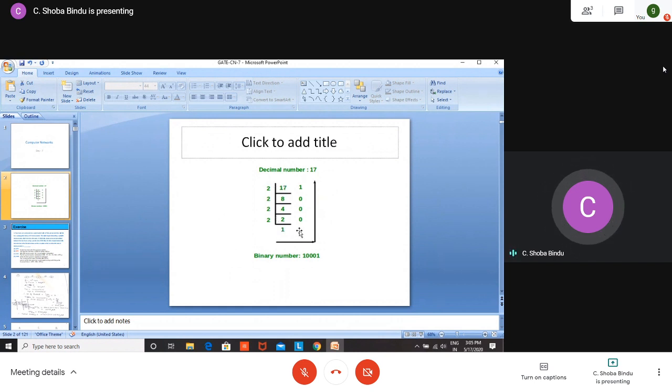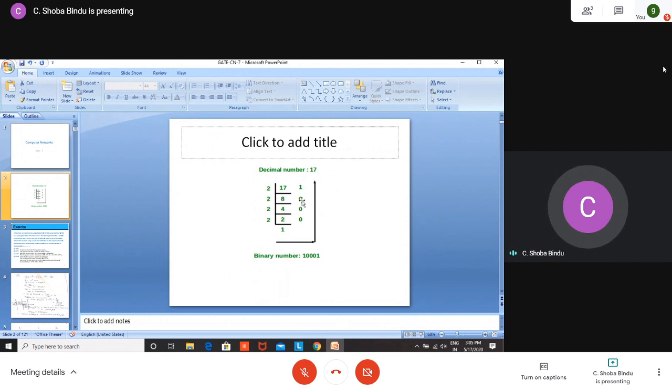And then just get all the remainders. Read the remainders from bottom to top. Then you will be getting the binary value for this. So when you divide 17 by 2, 8 is the quotient and 1 is the remainder. Then again you divide 8 by 2.